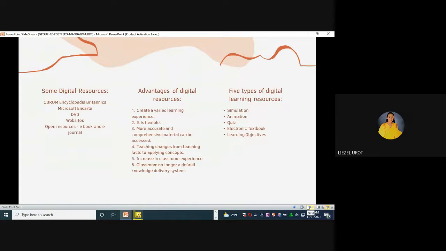Advantages of digital resources. It creates a varied learning experience. It is flexible. More accurate and comprehensive materials can be accessed. Teaching changes from teaching facts to applying concepts. Increase in classroom experience. And lastly, the classroom is no longer the default knowledge delivery system. There are 5 types of digital learning resources: simulation, animation, quiz, electronic textbook, and learning objectives.